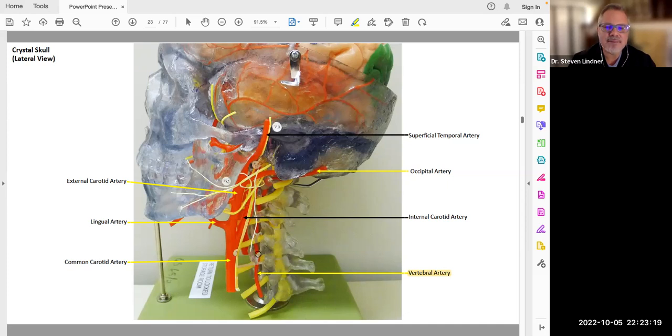So this is the left vertebral artery. This is the left common carotid. Whenever there's a common, it's safe to assume it will divide into a left internal carotid and a left external carotid. From that external, we could see the occipital artery here. And from that external, we see the left superficial temporal artery.